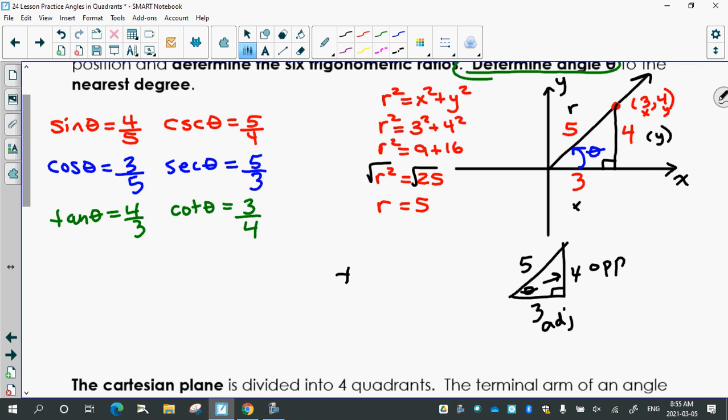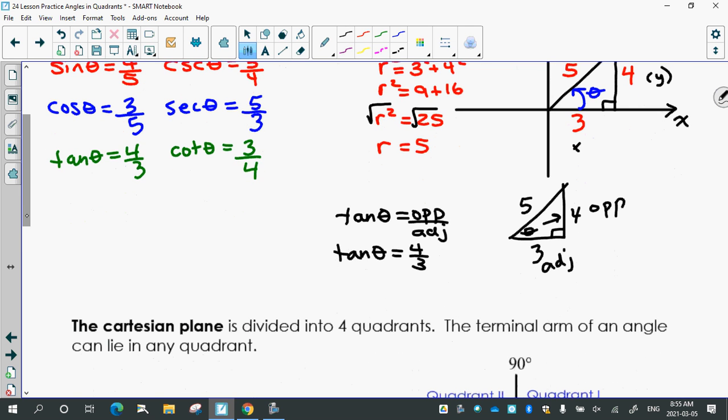So the tan of angle theta is the opposite over the adjacent. So the tan of angle theta is 4/3. So theta is the tan inverse of 4/3. Which means angle theta is actually 53 degrees approximately, and round to the nearest degree is fine.